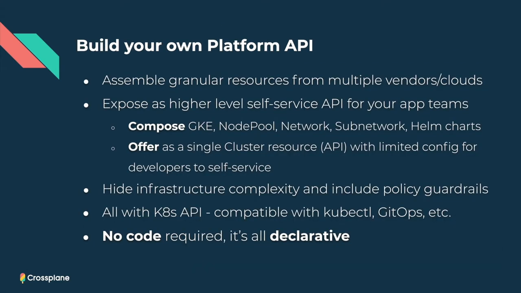Crossplane allows you to build your own platform API through the use of compositions. What this means is you can take all of those granular resources we were just talking about from any cloud and any vendor, even mixing and matching, and assemble them into your own composed resource definition. These will be exposed in your Kubernetes control plane and can be leveraged as claims by your development teams.